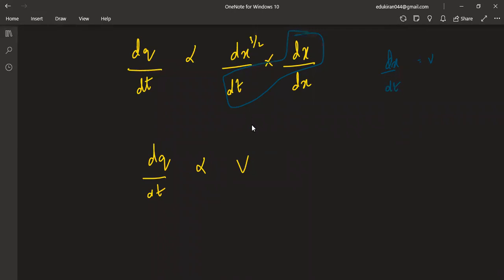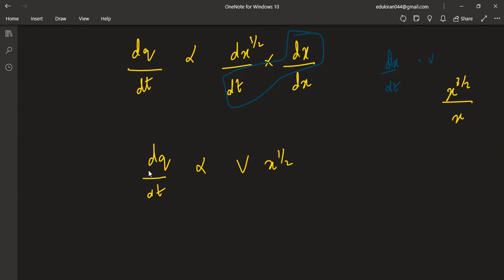All right. Yes, so this is velocity. Here you have 3 by 2, here you have plus 1. So it's like x to the power 3 by 2 by x. So this will also give you x to the power half only. Half only will be left.